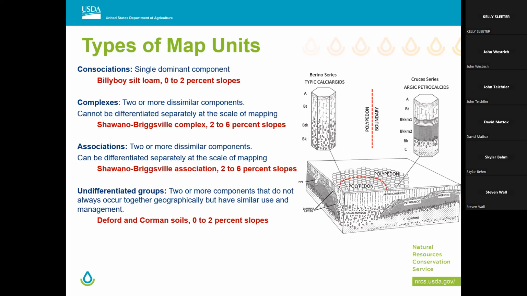Complexes are two or more dissimilar components. So you've got Shawano, Briggsville. They can't be separated at the scale of mapping that they were inventoried, but they're both prominent enough that they need to be recognized as a major component within there. Now, even within complexes, there'll be other variations of minor components, usually maybe an up or down drainage, like I said, parent materials, a water table depth different, whatever that might be.